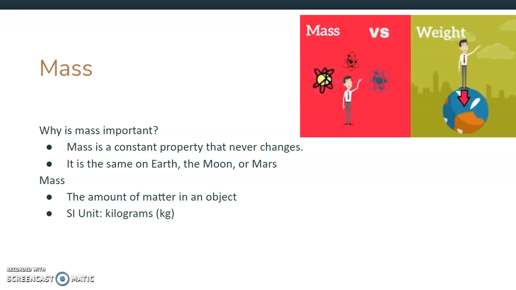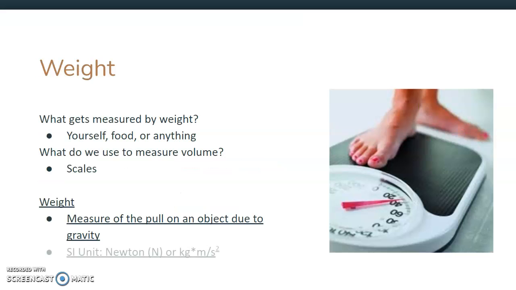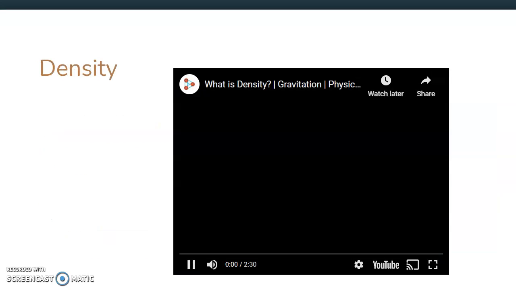Our volume is how much we take up. Our mass is how much is in there. And then our weight is that amount of mass multiplied by the gravity that we have.